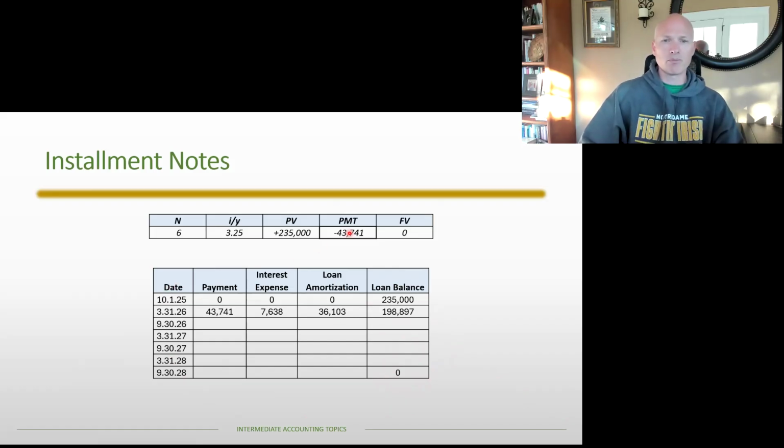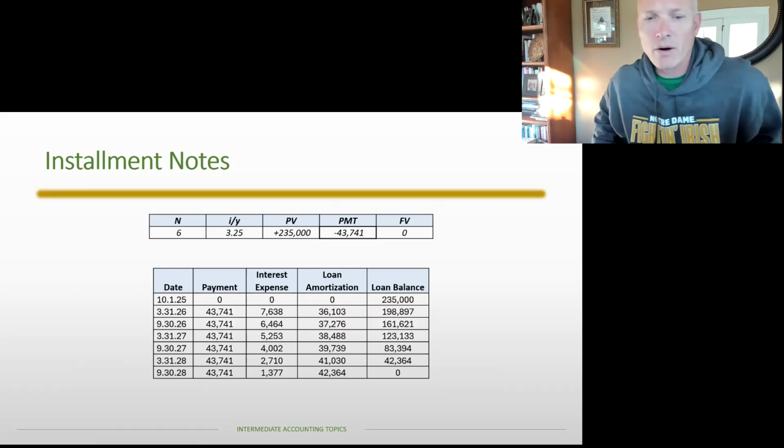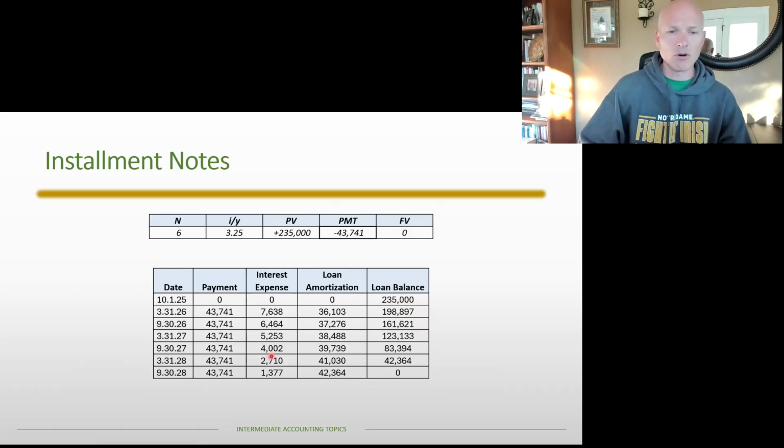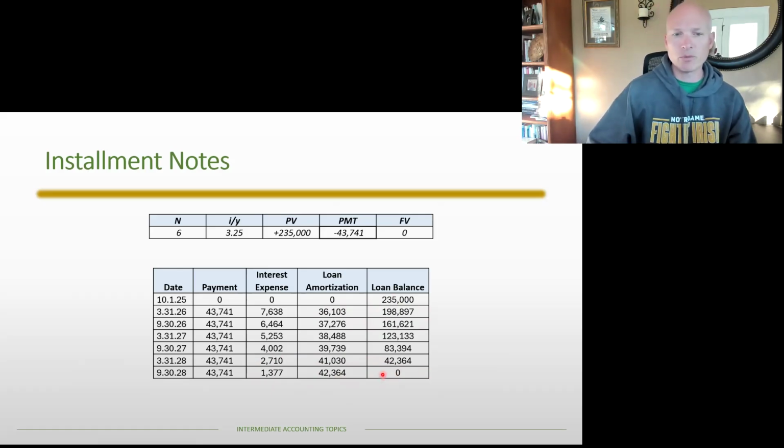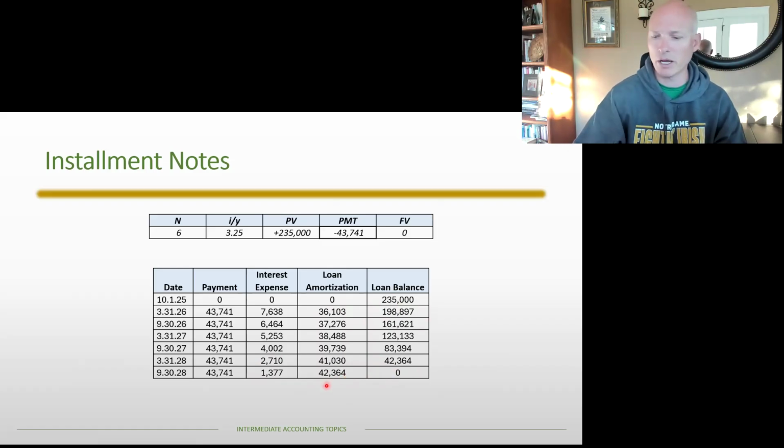So the way we do it, again, we calculate the payment, $43,741. The interest expense is the yield or interest rate on the loan, 3.25%, multiplied by the prior loan balance. And then the difference between the two is the amortization of the loan. So again, we're directly reducing the loan by the amortization amount. So 235 minus 36,103 is 198,897. That's where that math came from. And then we continue all the way down until eventually we get to a zero balance. There's a little bit of rounding here at the end, but absent a rounding dollar here or there, it should come off pretty much right at zero. If we took it out to a penny, it'd probably be okay.